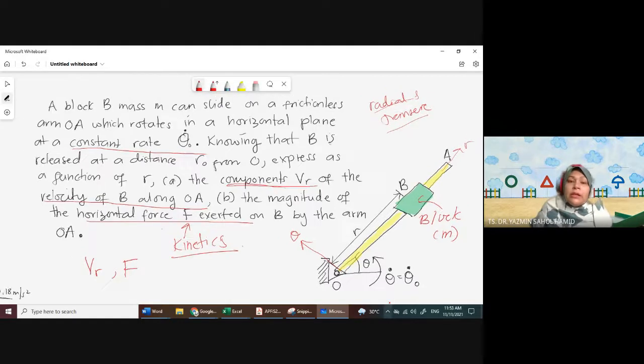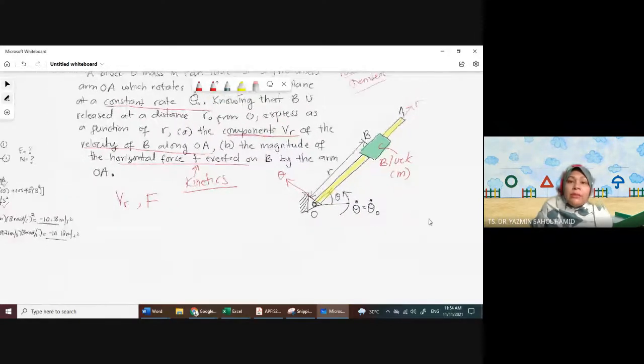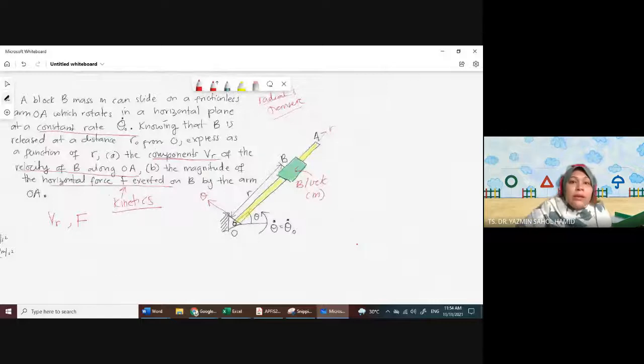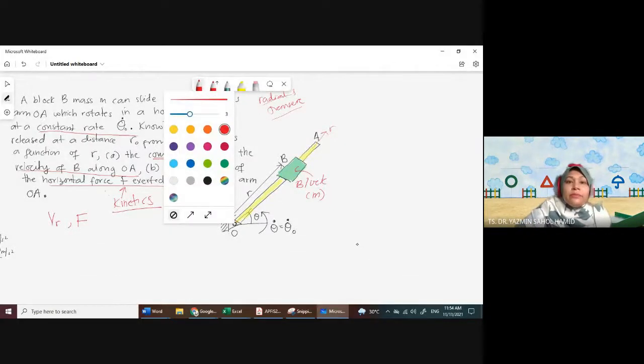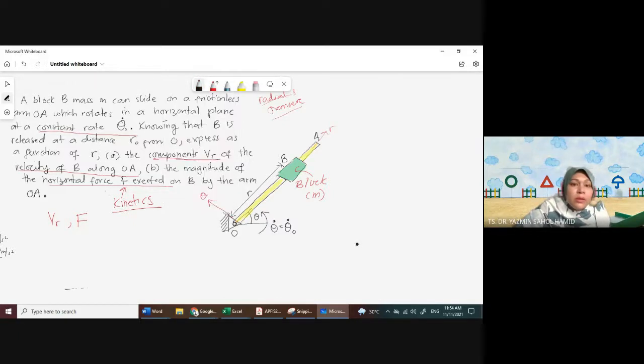Okay, so of course we must make sure we draw our free body diagram correctly. Okay, let's draw our free body diagram. This is block B. So you can assume, like before, there is a force F. Okay, force F. This will be our free body diagram.